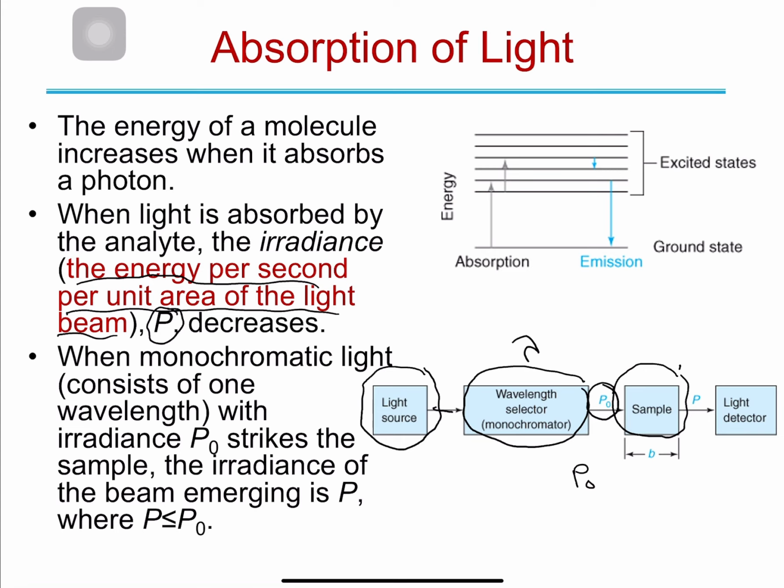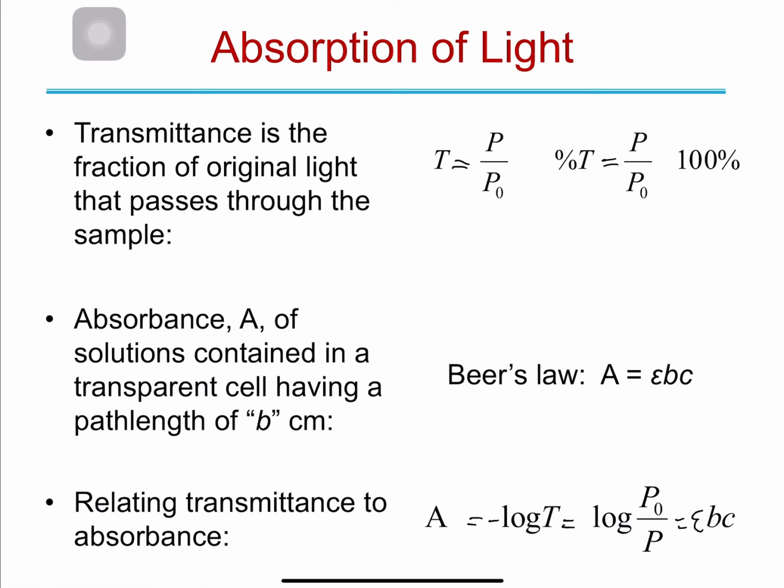As it passes through the sample, the sample will absorb some of this light. So the irradiance that emerges out from the sample, which is given the letter P, will now have a lower value, because some of the light has been absorbed. And this passes through a light detector, and the light detector will measure how much light has been absorbed. So we usually measure the amount of light that has been absorbed by measuring the transmittance.